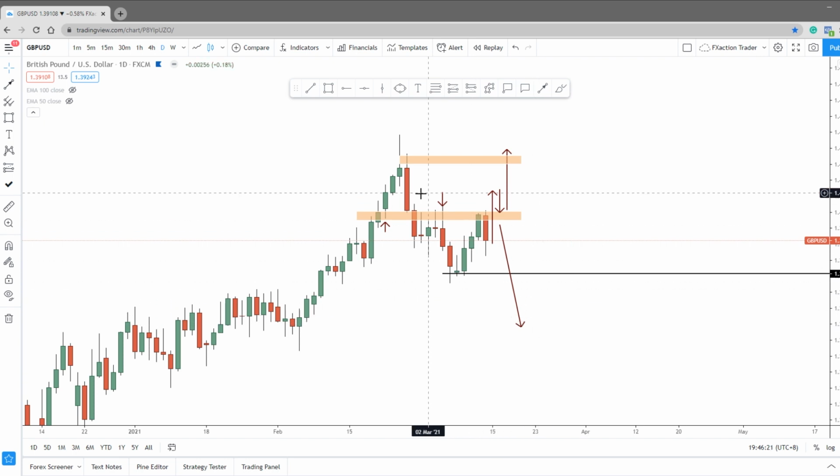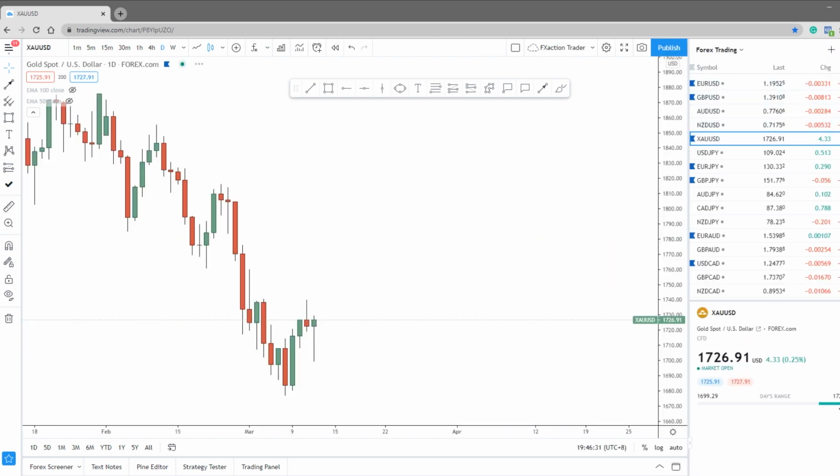Meaning to say that the market needs to break this previous low and form a new low before we can go for any sell call. So let us move to the next pair, the gold.